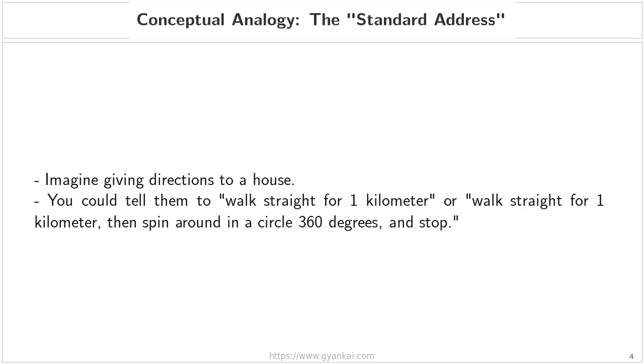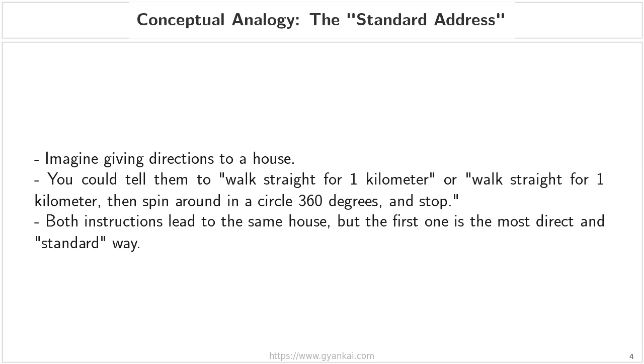You could simply tell them to walk straight for 1 kilometer. Alternatively, you could tell them to walk straight for 1 kilometer, then spin around in a full circle of 360 degrees, and then stop. Now, logically, both sets of instructions lead the person to the exact same house. However, the first option is clearly the most direct and standard way to reach the destination.